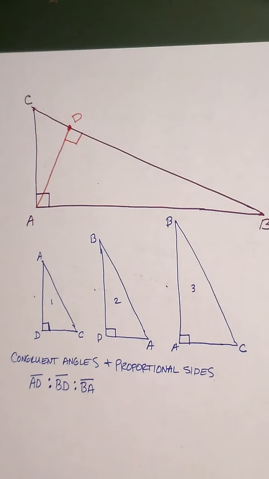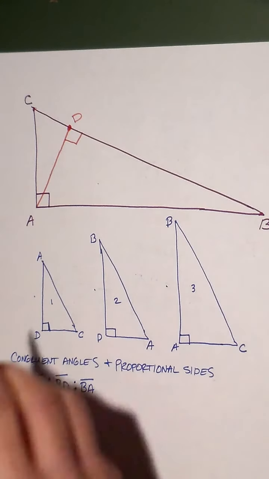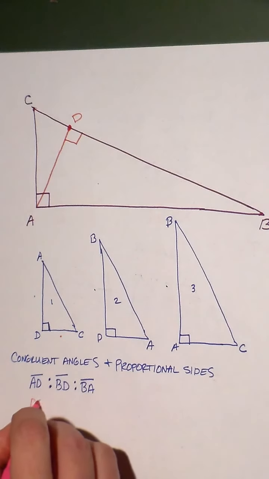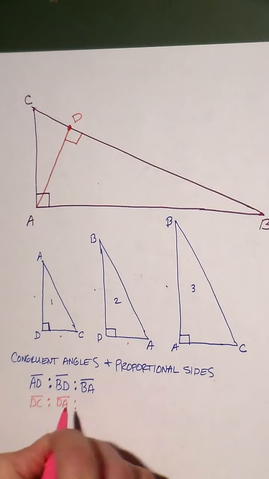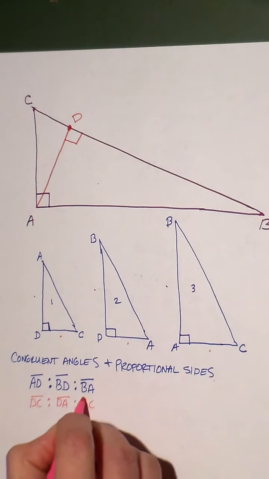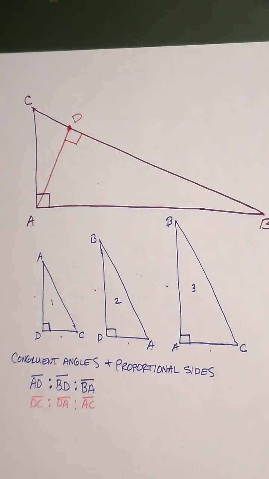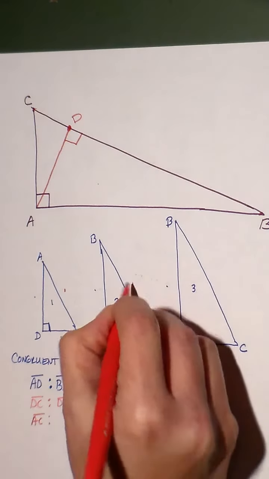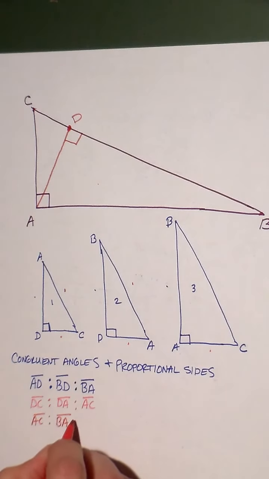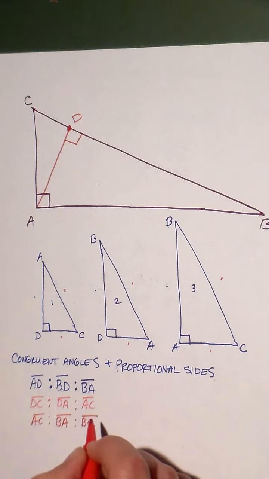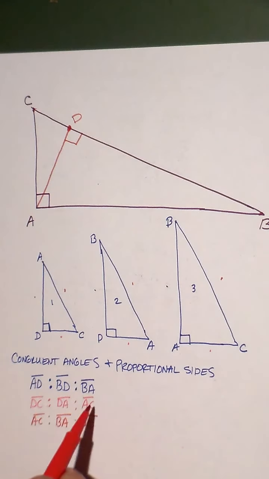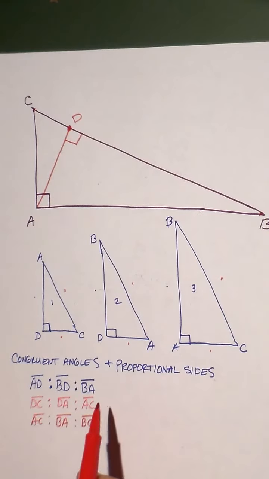Let's look at the next relationship. I've got CD, or DC, is proportional with DA, which is proportional with AC. These should all be giving me equal ratios. And the last one is AC is proportional to BA, which is proportional to BC. So these are all my proportional sides. These are all proportional, these are all proportional, these are all proportional, okay?